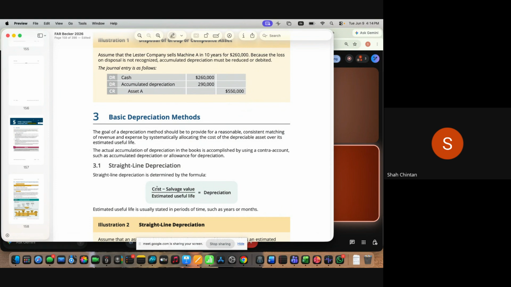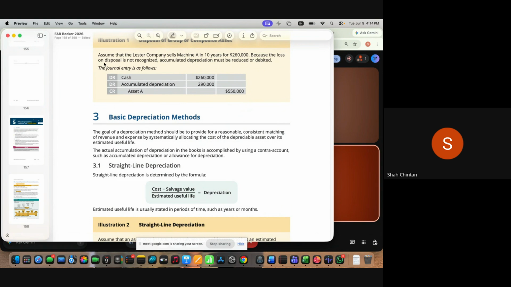ठीक है, चलिए अभी शुरू करते हैं. बेसिक मेथड ऑफ डेप्रिसिएशन. फर्स्ट वन, अ वेरी सिंपल स्ट्रेट लाइन मेथड, यूनिवर्सली स्कूल टाइम से आती है. So what is the formula for straight line depreciation? It's cost minus salvage value divided by useful life.